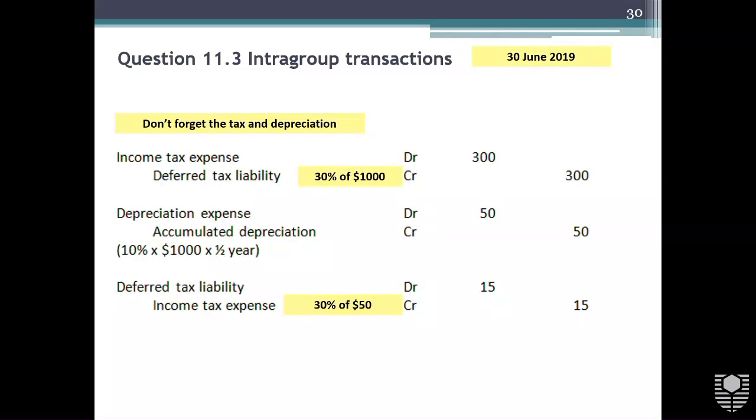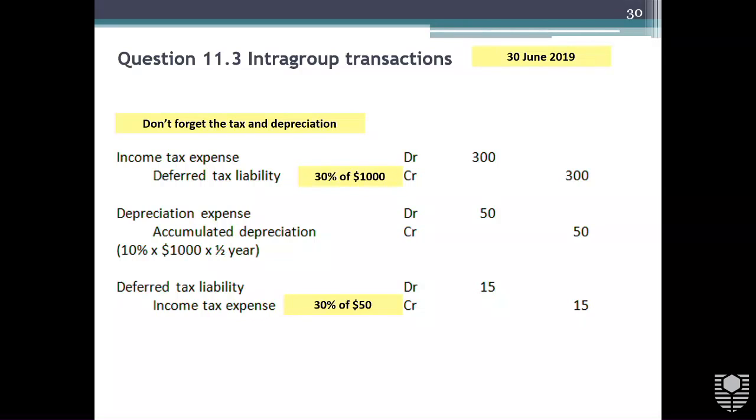Depreciation into future years, we're going to have to increase it. Because it's understated in the books of subsidiary, they're not recognising enough depreciation. So this time we have to increase it. So depreciation goes up 10% on $1,000 for half a year. All right, it's not for a full year, so it's $50. So 10% of 1,000 is 100. Half a year is $50. So debit the 50 because of the timing of the transaction. So from the 1st of January to the 30th of June, 6 months.